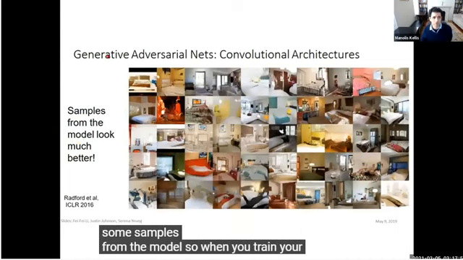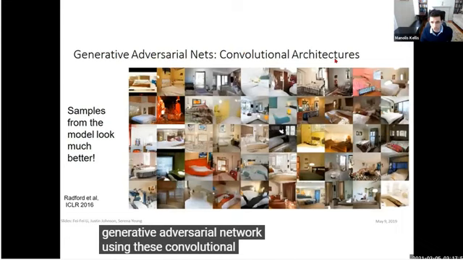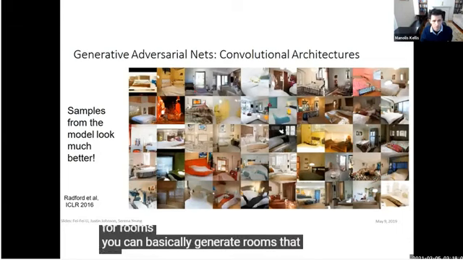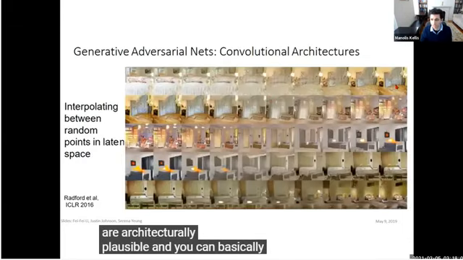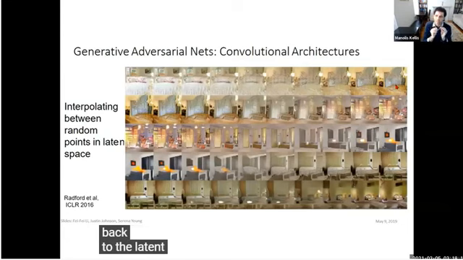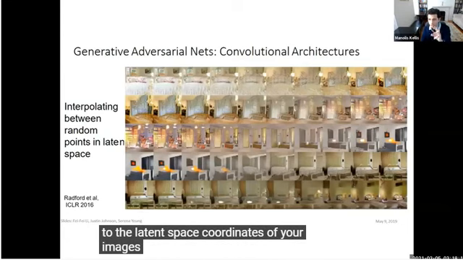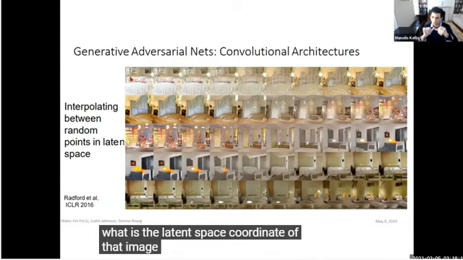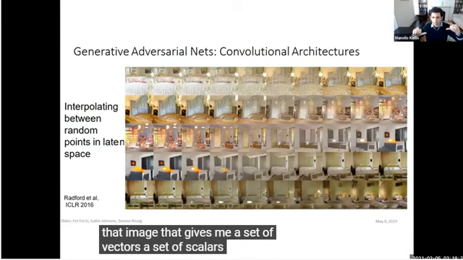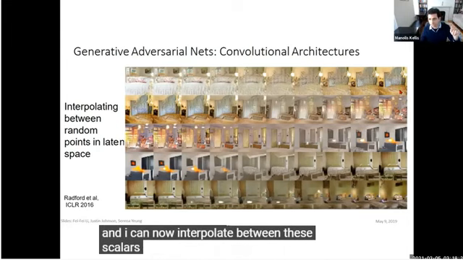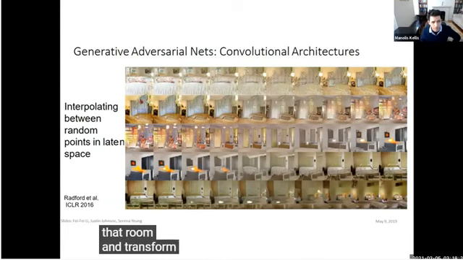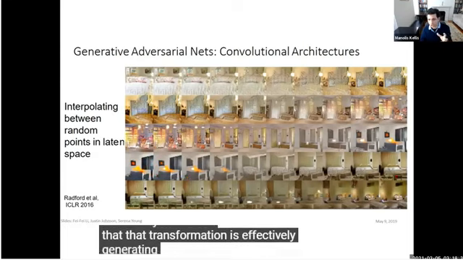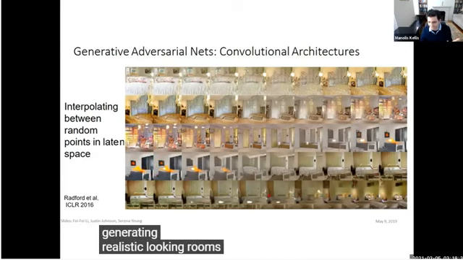So when you train your generative adversarial network using these convolutional architectures for rooms, you can basically generate rooms that are architecturally plausible. And you can basically now go back to the latent space coordinates of your images. You can basically say, what is the latent space coordinate of this image? What is the latent space coordinate of that image? That gives me a set of vectors, a set of scalars. And I can now interpolate between these scalars and transform this room into that room, and transform that into this, and so on and so forth. And you can see that that transformation is effectively generating realistic looking rooms at all levels.